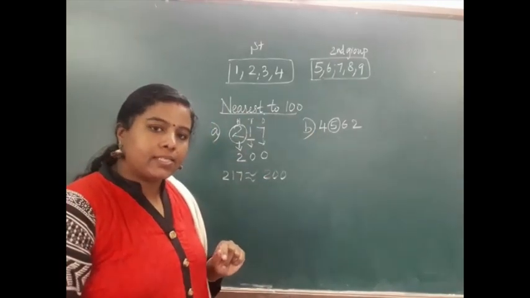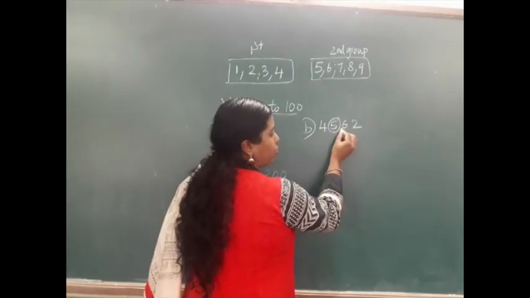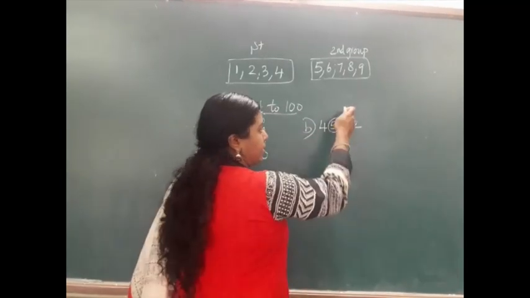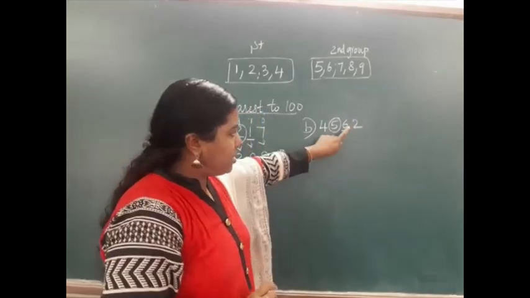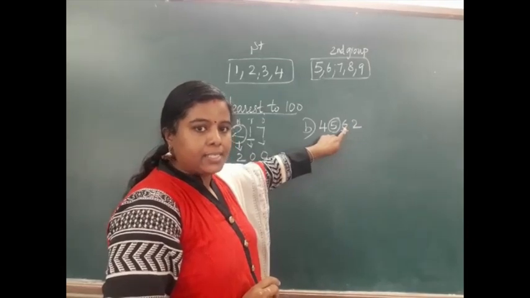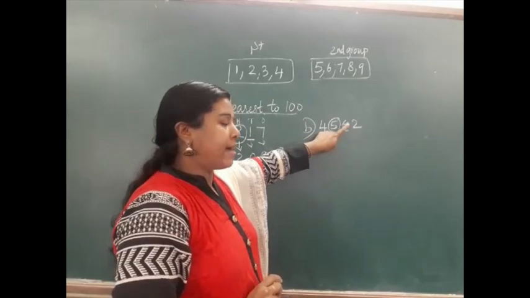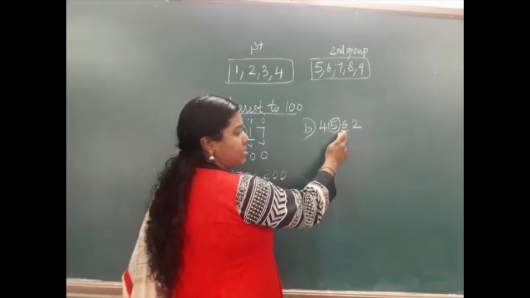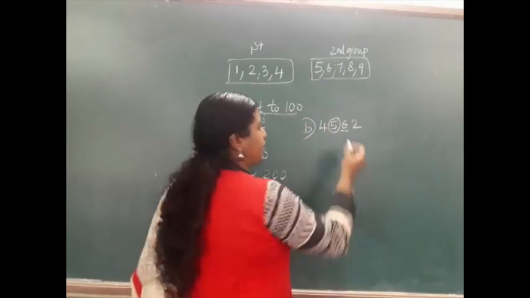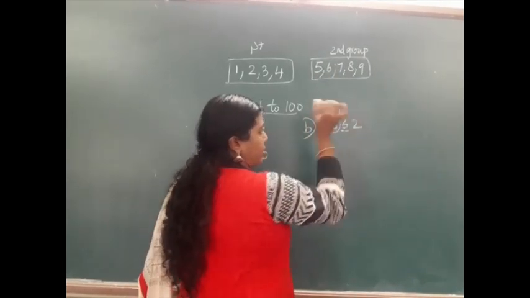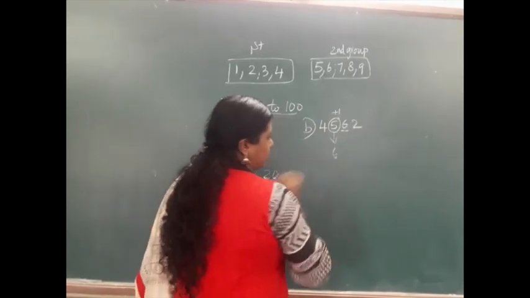Now the next step is underline the digit to the right of it. What will come to the right of it? 6. That is the digit in the tens place. Underline it. Now if the underlined digit is below 5, no changes here. Above 5 means add 1 to here. Here 6 comes under the second group, so it is above 5, so we should add 1 here. So 5 becomes 6.